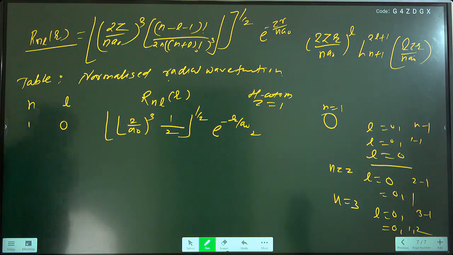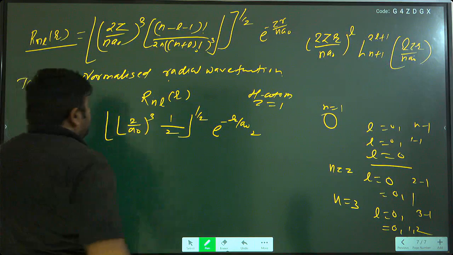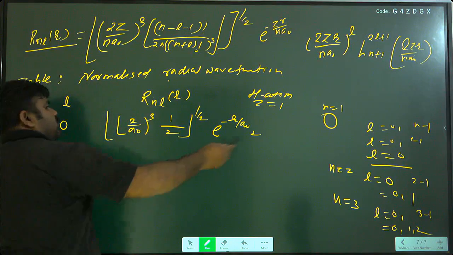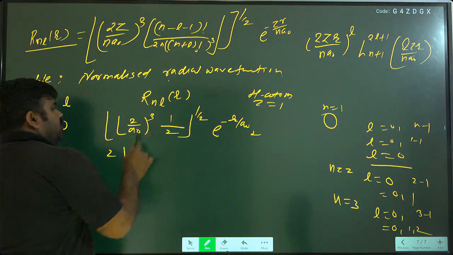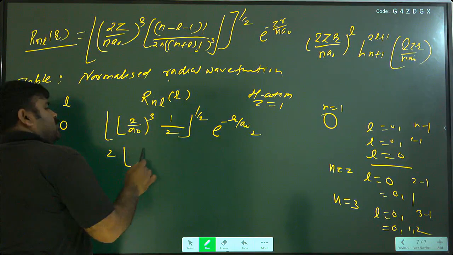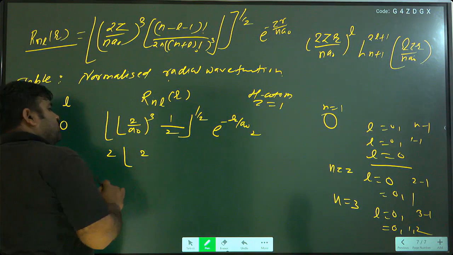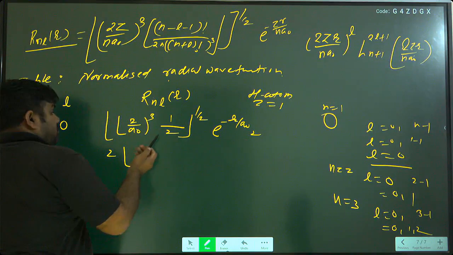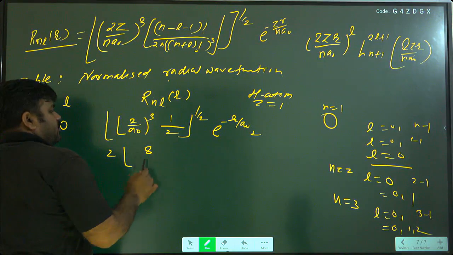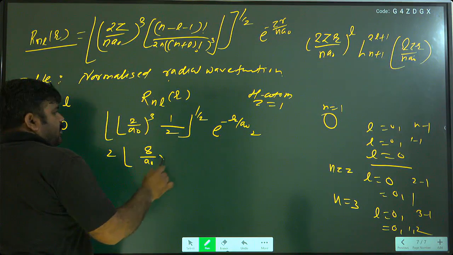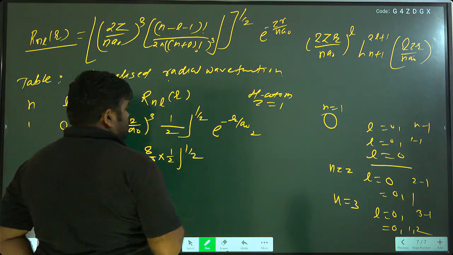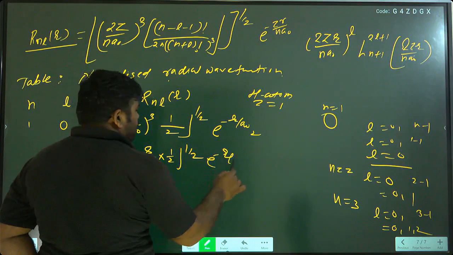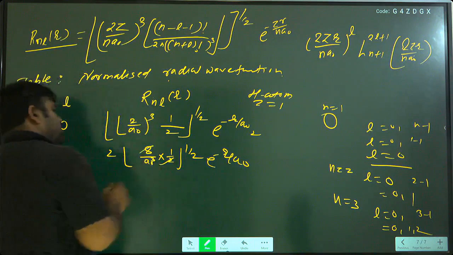ब्रैकेट इज टू 3/2 मींस ओके, हाँ देखिए इसको कैसे लिख सकते हैं, ब्रैकेट इज टू दिस टू टेक आउटसाइड, ना 2 आउटसाइड लिख दिया हमने, 2 to the power 3/2 मींस इसको कैसे लिख सकते हैं हम, 2 to the power 3, 2 to the power 3 means 8 divided by a naught cube into 1/2 bracket is to 1/2, okay, into e to the power minus r upon a naught, okay, 1 2 get cancel.